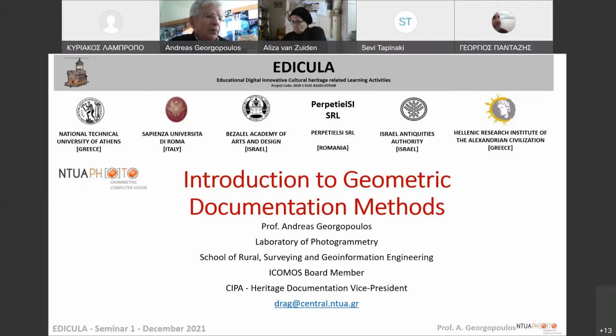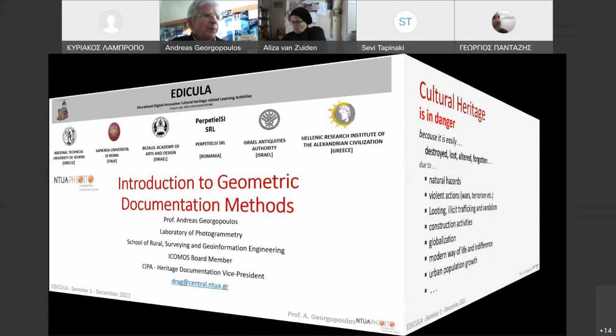Apart from giving courses and teaching here at the laboratory, I'm also an ICOMOS board member, the International ICOMOS board member, and also the vice president of CIPA Heritage Documentation. It's an international scientific committee of ICOMOS specialized in heritage documentation. So that is some introduction about myself.